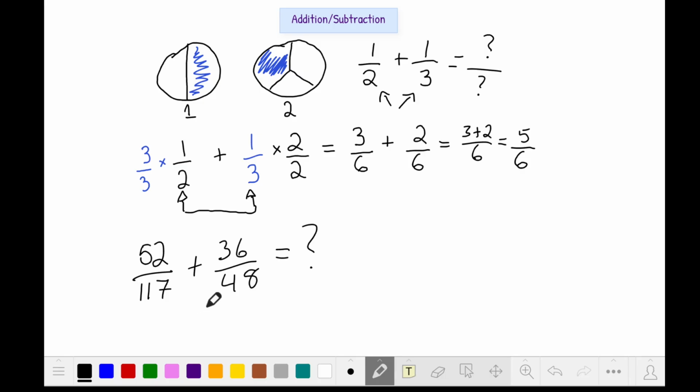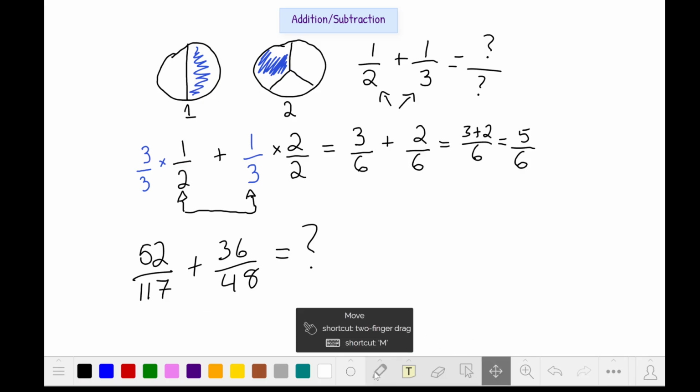Well, I'm pretty good at math and I'm pretty good at my times tables, but I have no idea how in the world we're going to make 117 look like a multiple of 48, or how we're going to make 48 a multiple of 117. So what do we do? Like, we're stuck here. I want these two bottom numbers to match, and they're just not matching. And they're also really funky numbers.